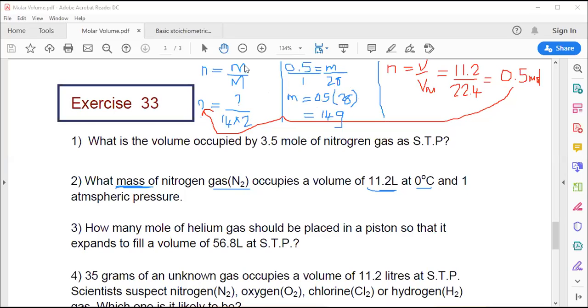How do you mark this? You're going to get a mark for mass. You're going to get a mark for the formula, mass over molar mass. All right, and the formula for number of moles, V over Vm, 1 mark. And 1 mark for substitution. You'll get it here where you do the substitution, and 1 mark for the final answer. So you're going to have 5 marks for number 2.